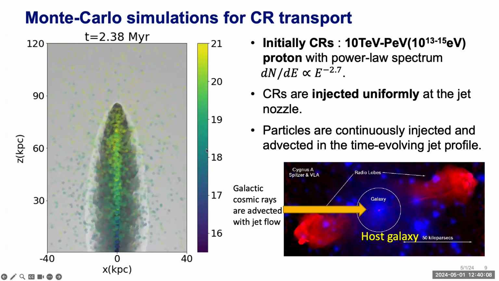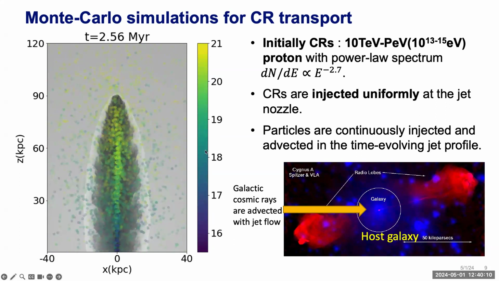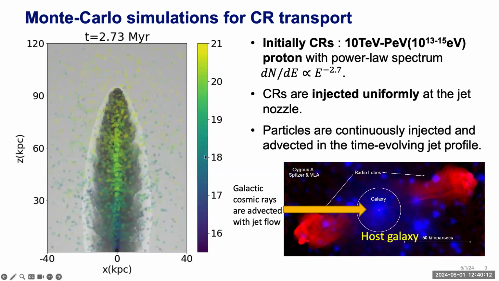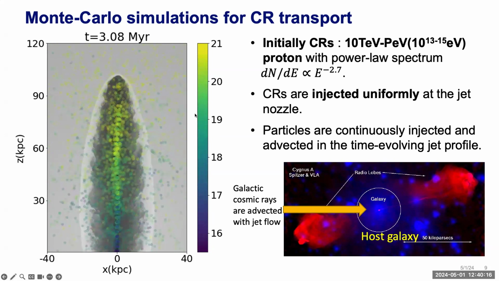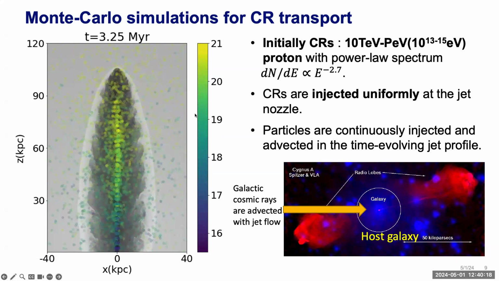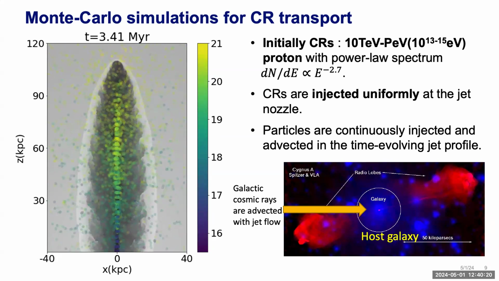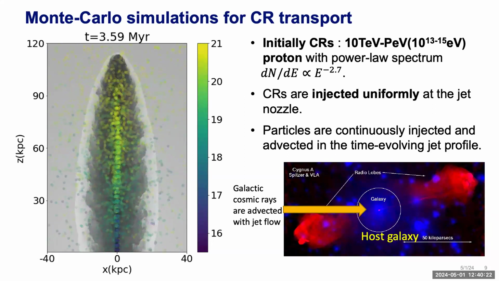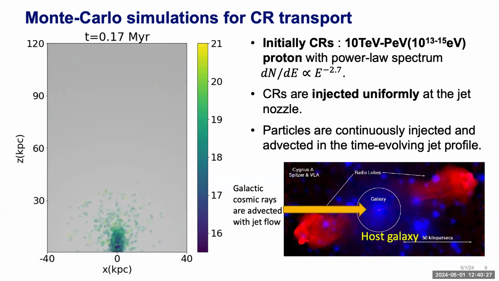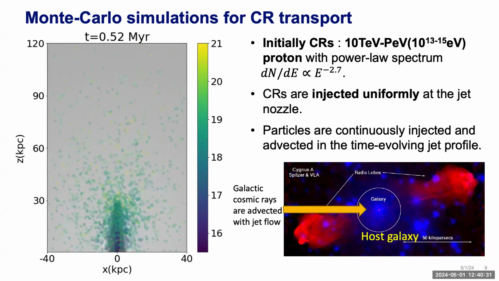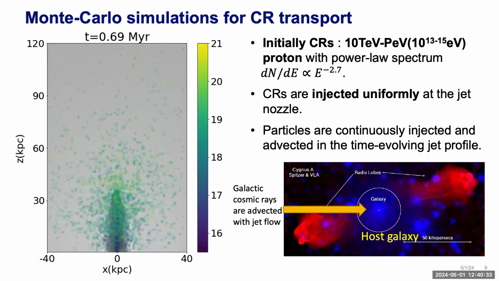So ultra high energy cosmic rays are above 10 to the 18 electron volts. So the green to yellow color particles indicate the ultra high energy cosmic rays. So you can easily find that the ultra high energy cosmic rays are well generated through the acceleration in the jet flow. But how they can be accelerated, that is the problem.